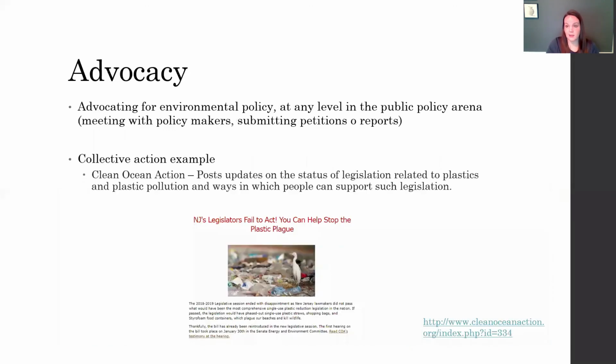So another way is advocacy. So advocacy can look like basically advocating for environmental policy at any level in the public arena. So that might look like meeting with policymakers or submitting petitions or reports. One example of this is this group right here, Clean Ocean Action, which actually posts statuses of legislation related to plastic pollutants, and how people can support those legislations. So advocacy can look like a lot of different things as well.